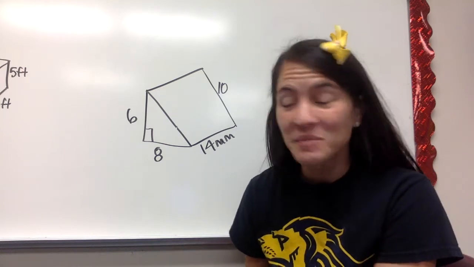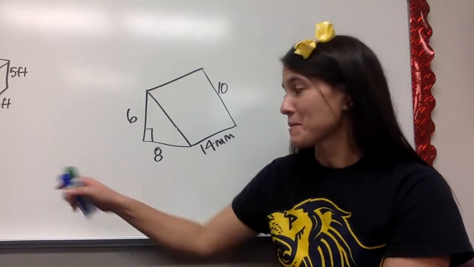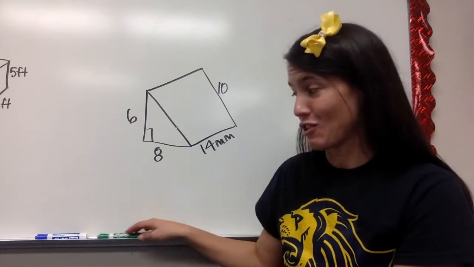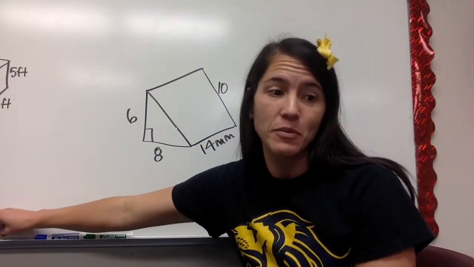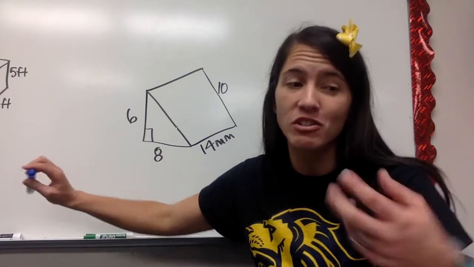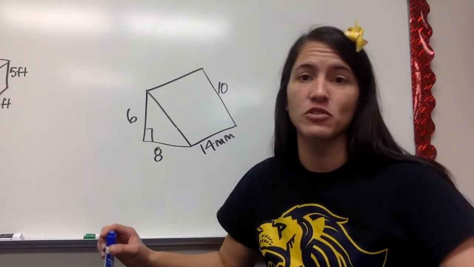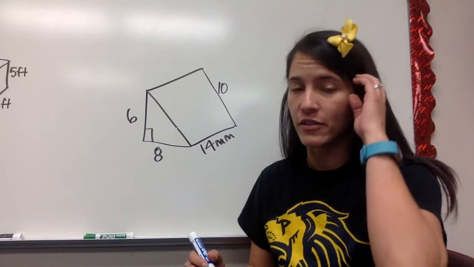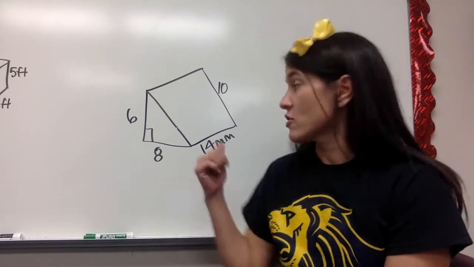Hey, so I had to leave because the class was coming in, but I improvised and found a place for us to finish your examples. So I think we finished the last one at 660 centimeters squared, and now we have another find the surface area.